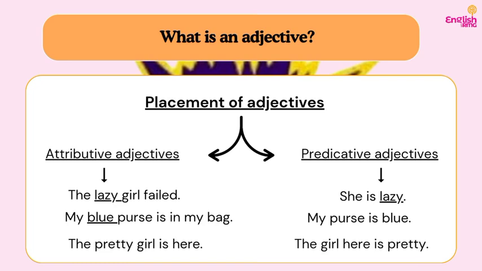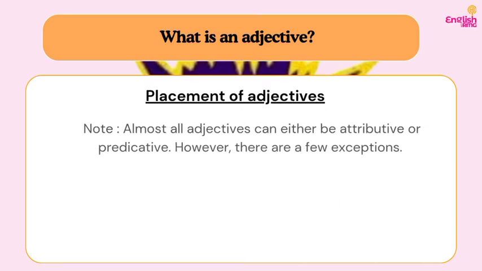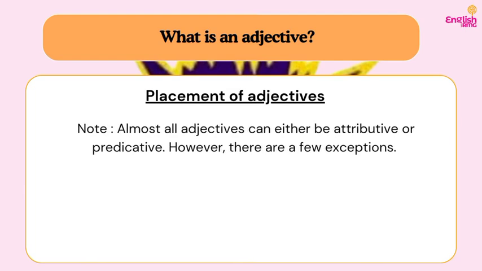Also, another example, we have: The pretty girl is here, attributive. And for the predicative, we have: The girl here is pretty. Note, however, that almost all adjectives can either be attributive or predicative. However, there are a few exceptions.